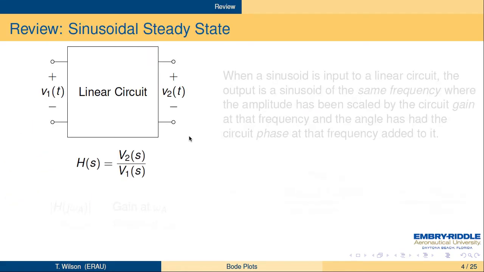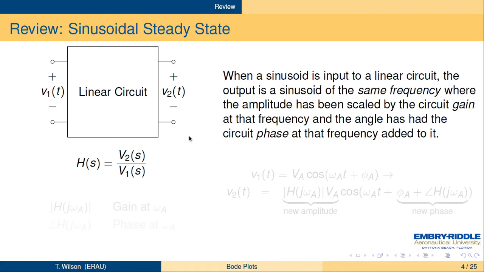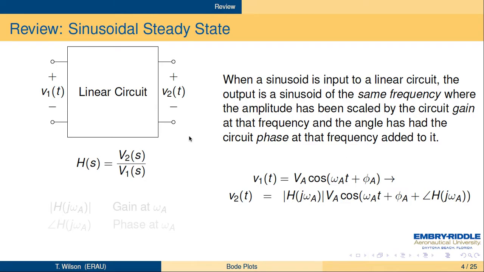So to review, previously we've done the sinusoidal steady state, and we had this big conclusion that if you put a sinusoid of a particular frequency into a linear circuit, what comes out is a sinusoid of the same frequency, but it's been scaled by the circuit gain at that frequency, and the angle has been changed by having the circuit phase angle added to the original phase. So if you put in a cosine of frequency omega A, amplitude V sub A, and phase phi sub A, out pops a cosine of frequency omega A, but the amplitude is now magnitude H of j omega A times V sub A, and the phase is now phi sub A plus the angle of H of j omega A.